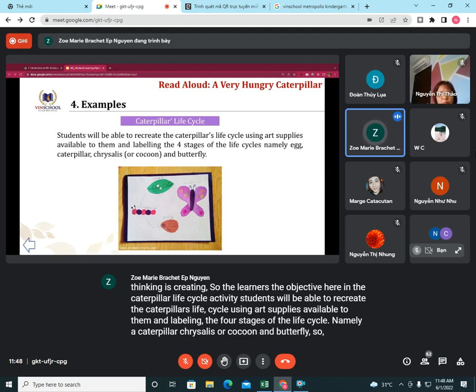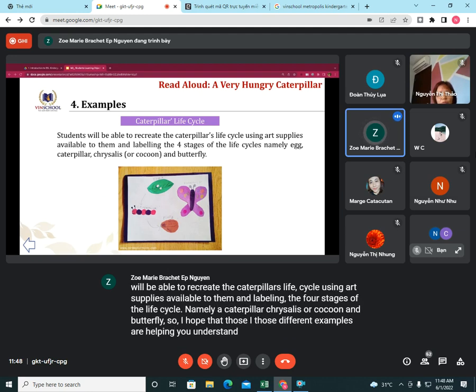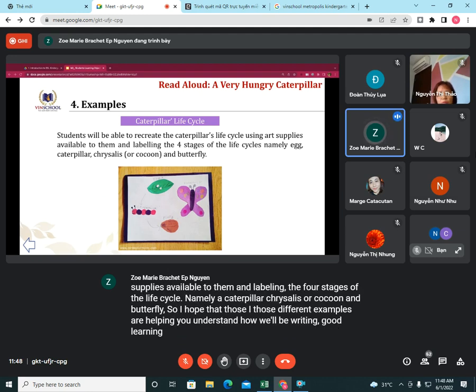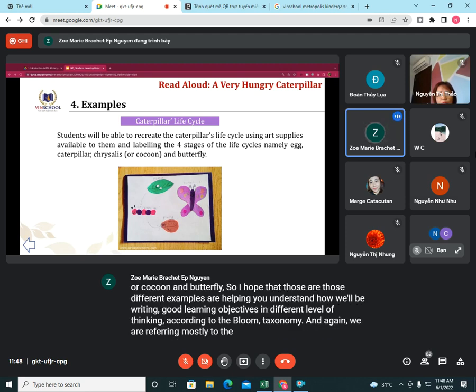So I hope that those different examples are helping you understand how we'll be writing good learning objectives in different levels of thinking according to the Bloom taxonomy. And again, we are referring mostly to the cognitive domain here.